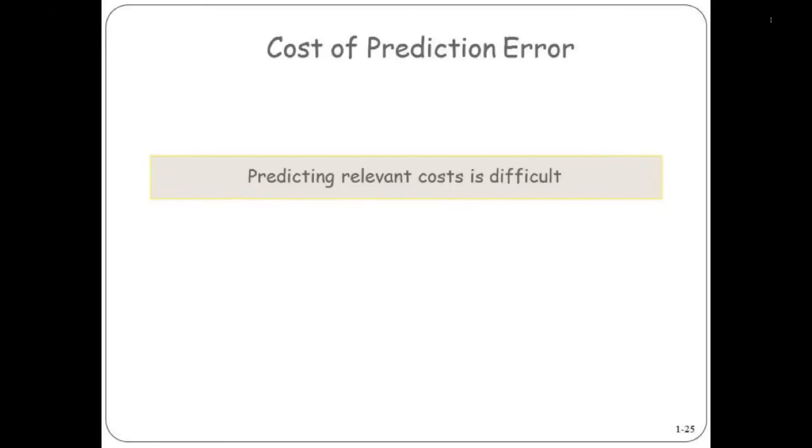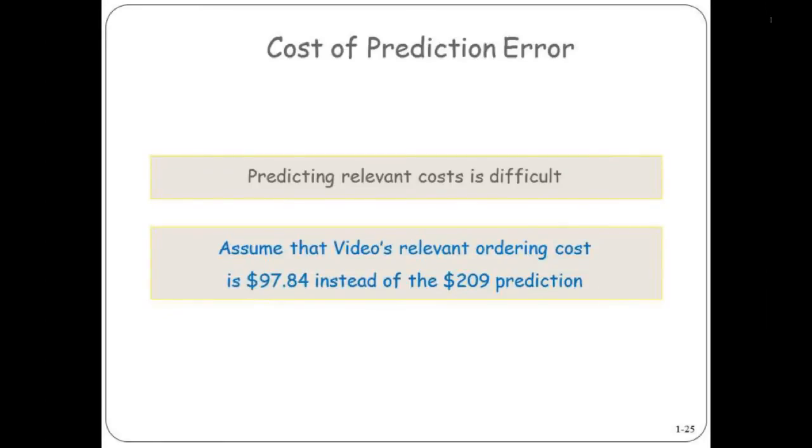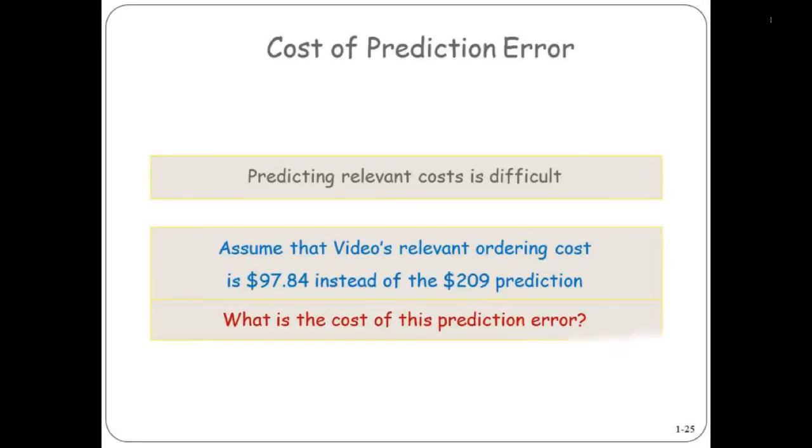Cost of prediction error. Everything we're doing here is based upon guesswork into the future. Guessing wrong has a cost associated with it. So it's more or less a sensitivity analysis. Maybe you've guessed wrong about your ordering costs. The 209 was way off base. It was really only approximately $98. What's the cost of that mistake?